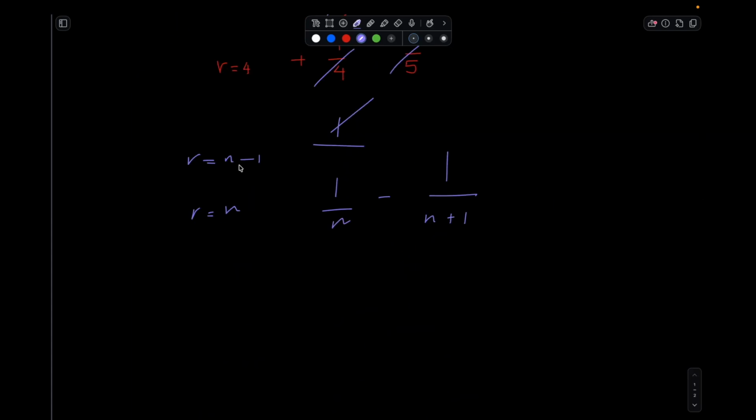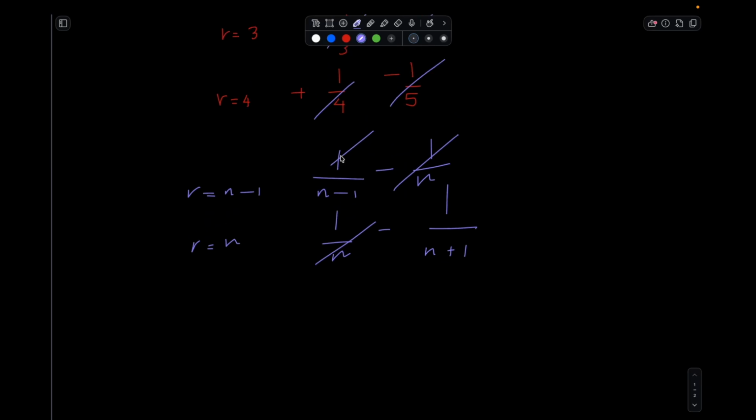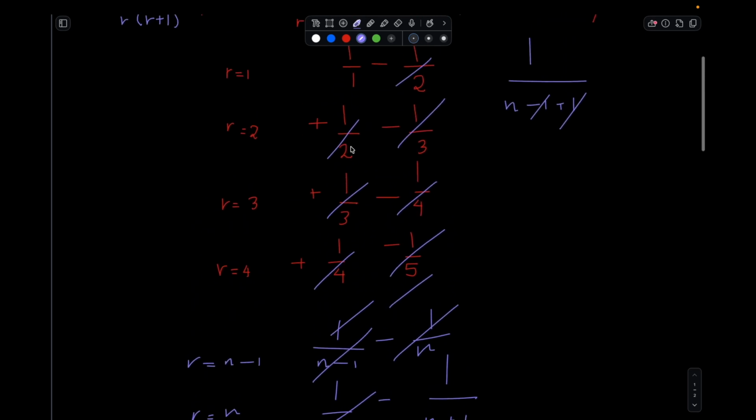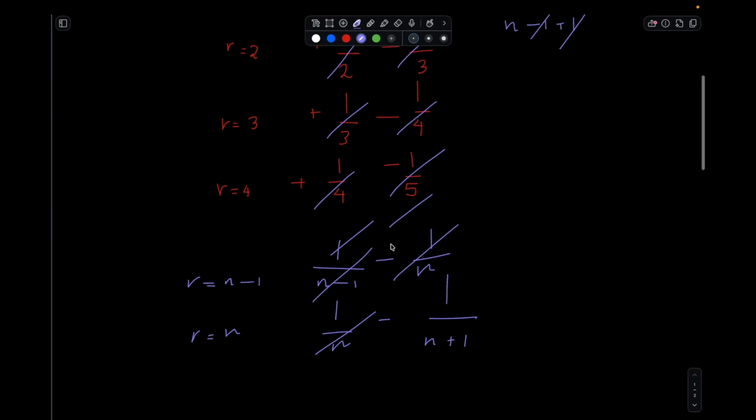So when you substitute n minus 1 into r, you get 1 over n minus 1 minus 1 over n. As you can see, these values cancel each other out, and this value here will also be cancelled out with another value on top to the right. So this also cancels out. It is only the 1 remaining here, and also the minus 1 over n plus 1 term remaining here. Those are the only remaining terms when you simplify this.